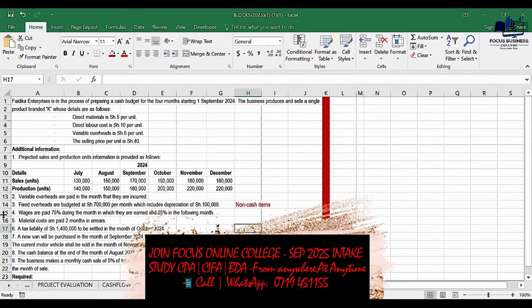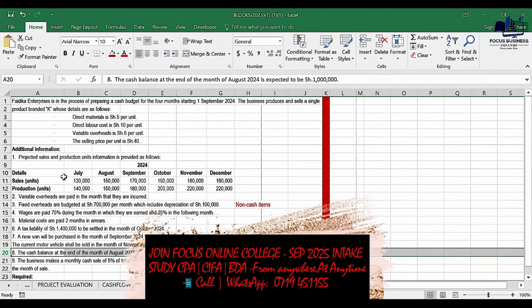And then number 8, we are told the cash balance at the month of August 2024 is expected to be 1 million. And specifically, we are told that this is the cash balance at the end of the month of August. Automatically, this cash balance at the end of the month of August shall be the opening balance in the month of September. And then you're told the business makes monthly cash sales of 50% of the total sales in a specific month, while the remainder is on credit, which is settled 1 month after the sales.